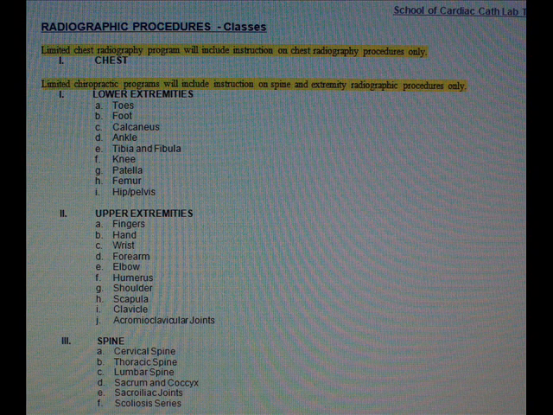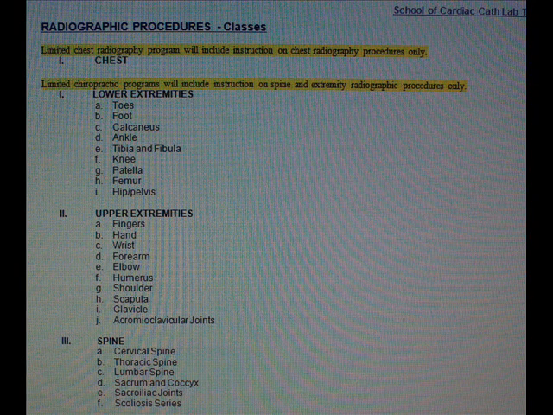Chiropractic X-rays. It covers the lower extremities. That is your toes, feet, calcaneus, ankle, tibia and fibula, knee, patella, femur, hip and pelvis. Upper extremities, fingers, hands, wrist, forearm, elbow, humerus, shoulder, scapula, clavicle, acromioclavicular joints.